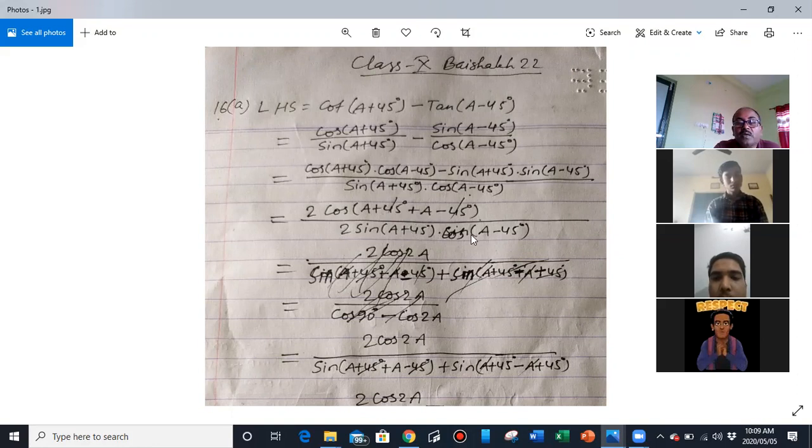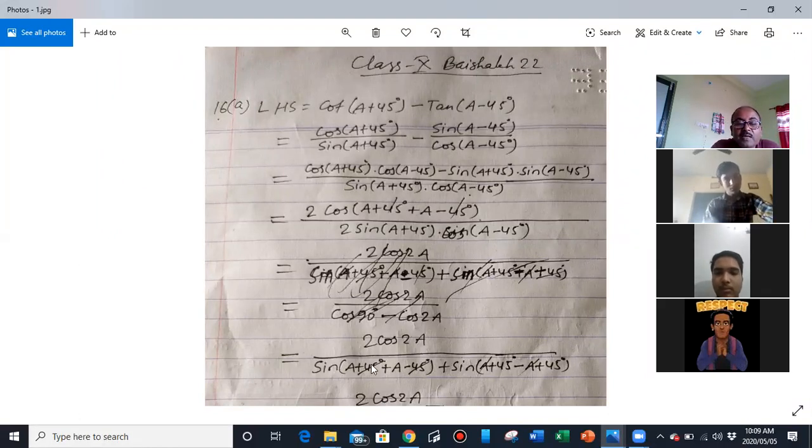2 sin A cos B can be written as sin(A plus B) plus sin(A minus B). Remember it? Formula 2 sin A cos B is equal to what? Sin(A plus B) plus sin(A minus B). So we have done that. For the moment, suppose A plus 45 as A and A minus 45 as B. So sin(A plus B) plus sin(A minus B). You know, if A minus 45 is subtracted, it will become minus A plus 45.